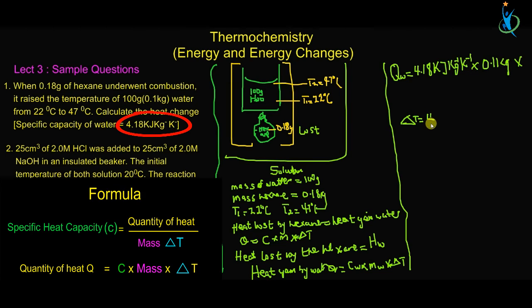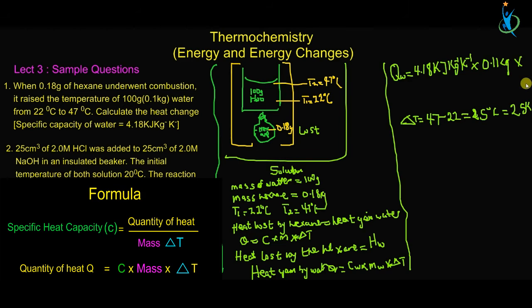So you subtract the 22 from the 47. And what are you going to get? You are going to get 25 degrees Celsius. Now the difference is also the same as 25 Kelvin, because if you change each of the temperatures to Kelvin by adding 273 before you subtract, you still get the same 25 Celsius and Kelvin.